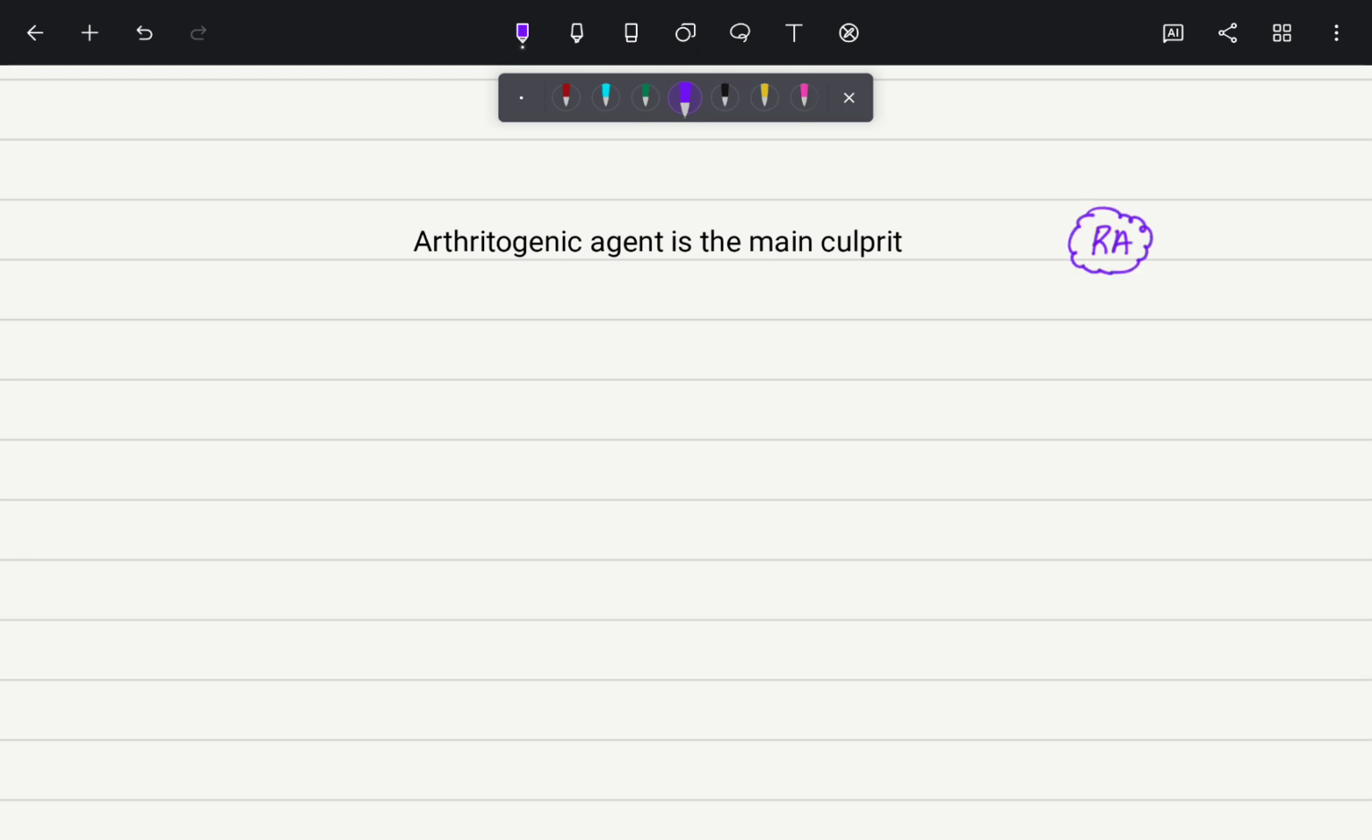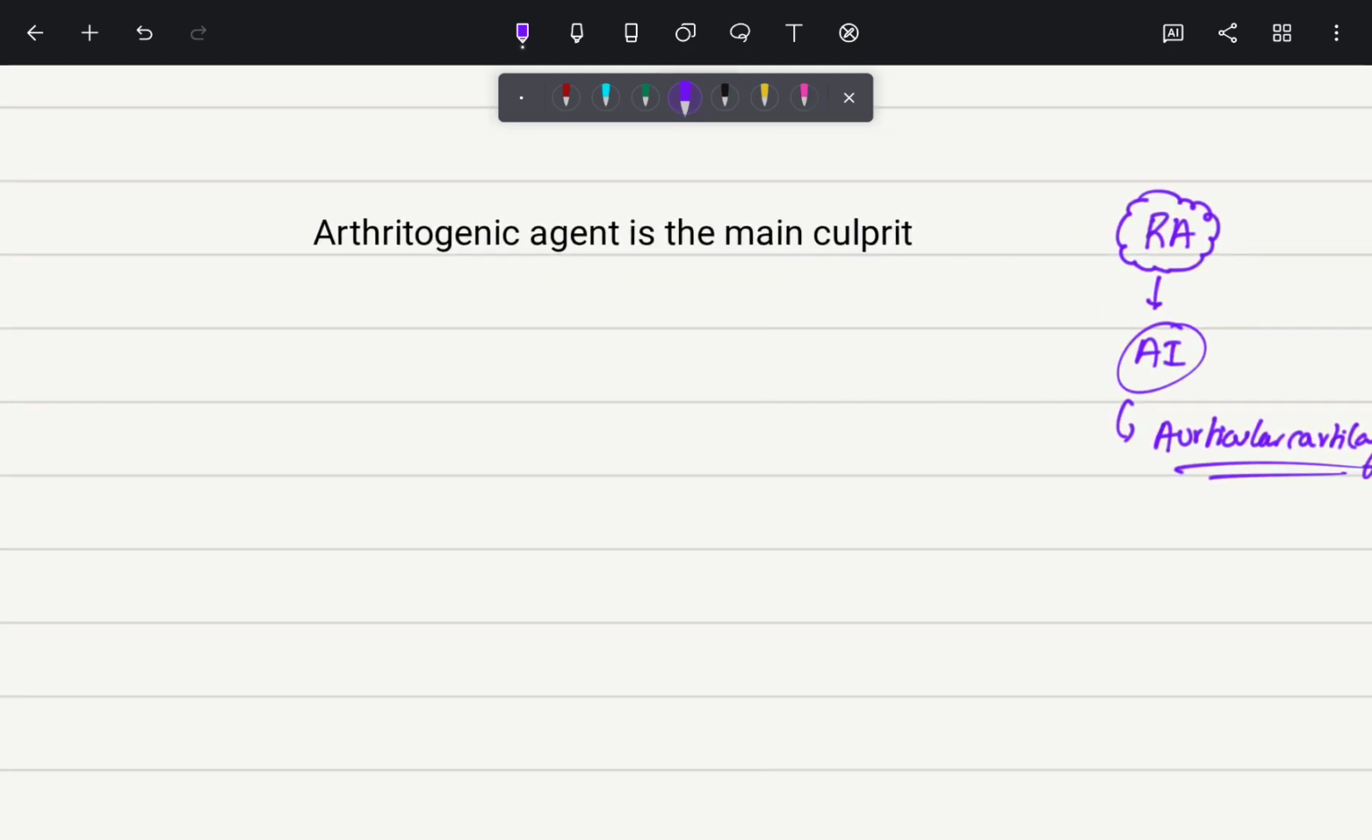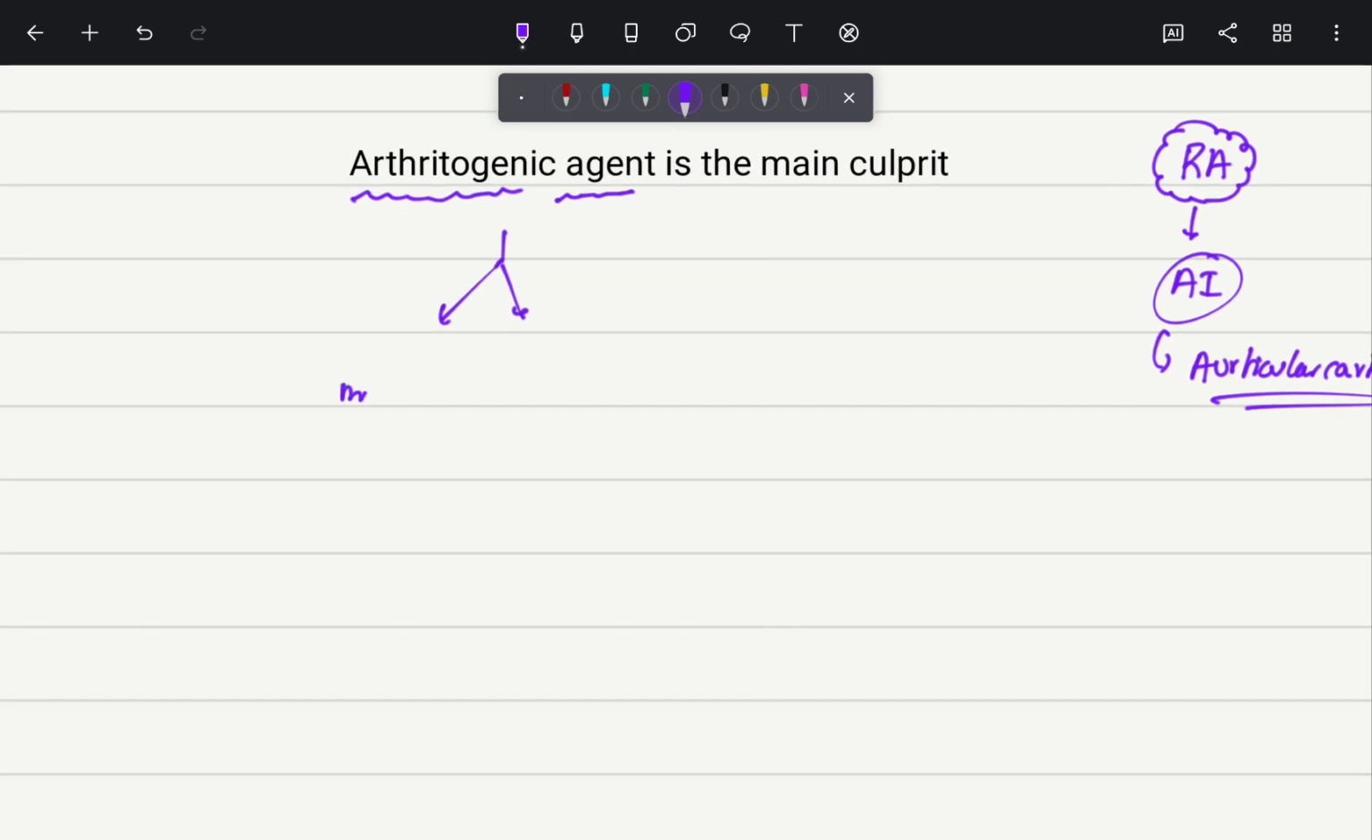So rheumatoid arthritis is a type of autoimmune disease where there is destruction of your articular cartilage of the joint. Now the main culprit of rheumatoid arthritis is an arthritogenic agent. Now this arthritogenic agent is mainly of two types. One is your microbial antigen. The other one is your self antigen.